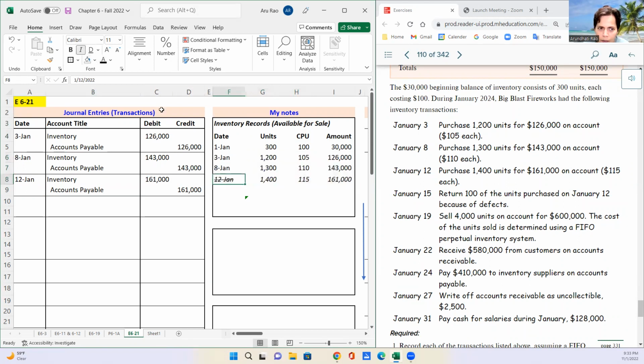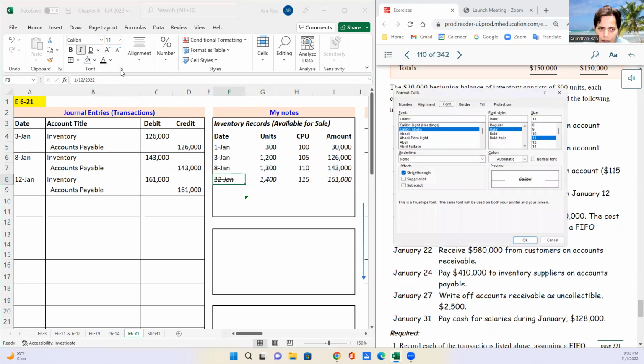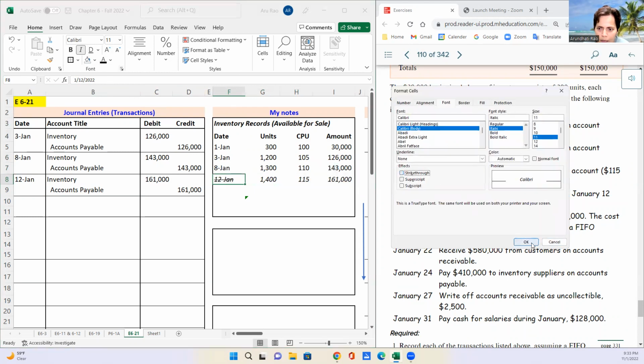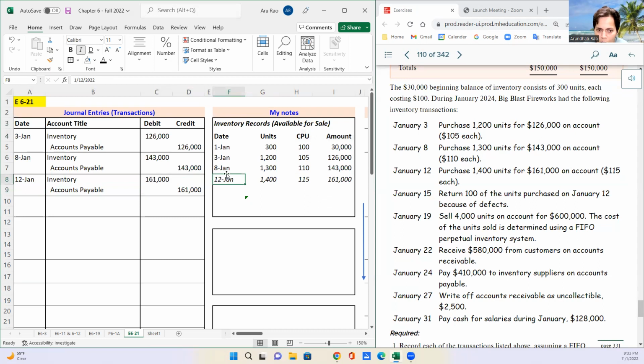I didn't mean to cross it out as yet over here, so let me take out the strike through. Okay, so on the 1st, I had 300 units. Then I made 3 purchases. So now all of these units are available for sale. And when I add up all of these amounts, this is the cost of goods available for sale. I've not sold any as yet.